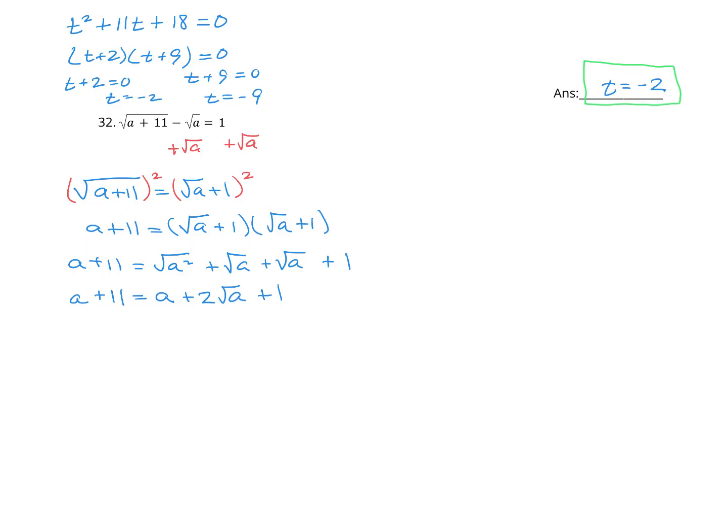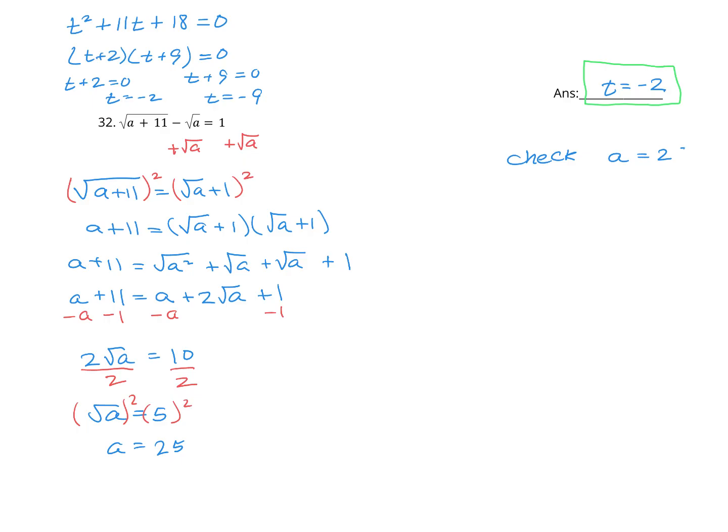In this problem, it's a pure coincidence, but you can subtract a from both sides and subtract 1 from both sides. On one side, you're left with 2 square root a. On the other side, you're left with 10. We can now divide both sides by the 2 to isolate the radical. I get the square root of a is equal to 5. I now square both sides, and I do get a is equal to 25. Once again, that is a candidate for my solution. I have to go back and check it out.